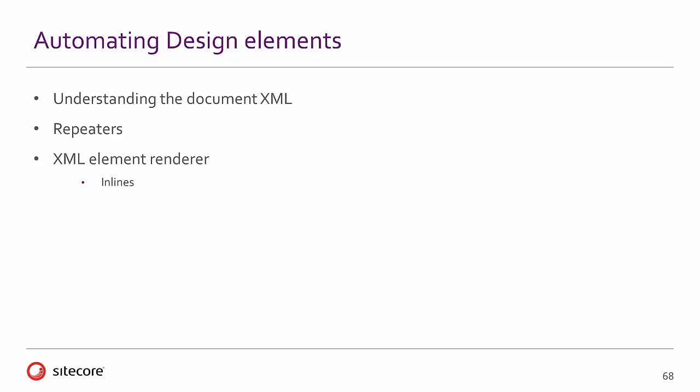We're going to start with the simple example before moving on to the complex example of automating the entire document, because the principles are the same, but this gives us a nice small set of content to work with and understand. We're going to first take a look at the document and how that XML is created and prepared, and then we're going to look at automating that through the use of repeaters.